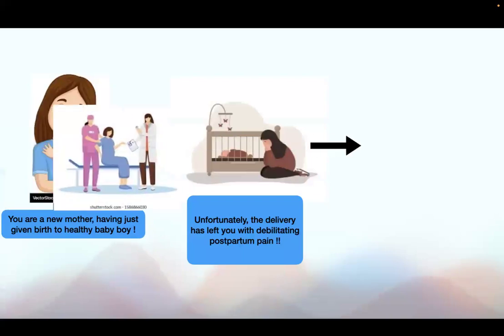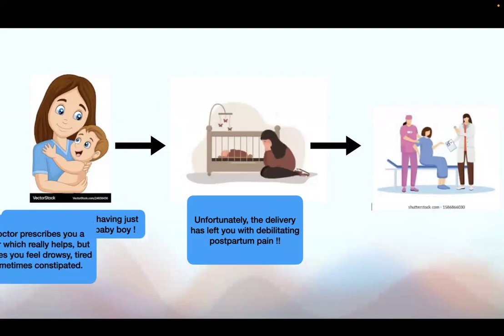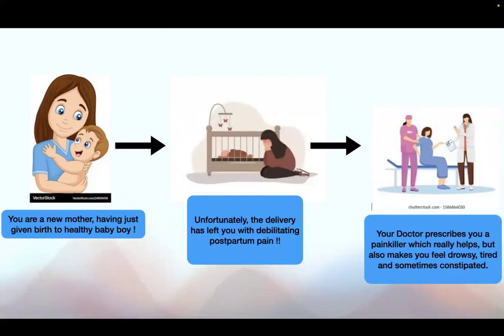So what happens next? There is unbearable pain. So the patient visits the doctor again, and your doctor prescribes a painkiller which really helps in a normal individual, but it also makes you feel drowsy, tired, and sometimes constipated. These are minor and modifiable adverse drug reactions that can be tolerated, right? Once the painkiller has stopped, these side effects can be resolved. So it is not that serious.